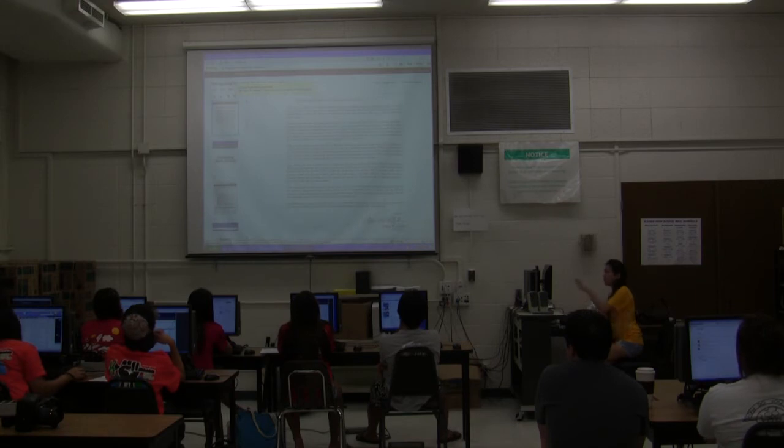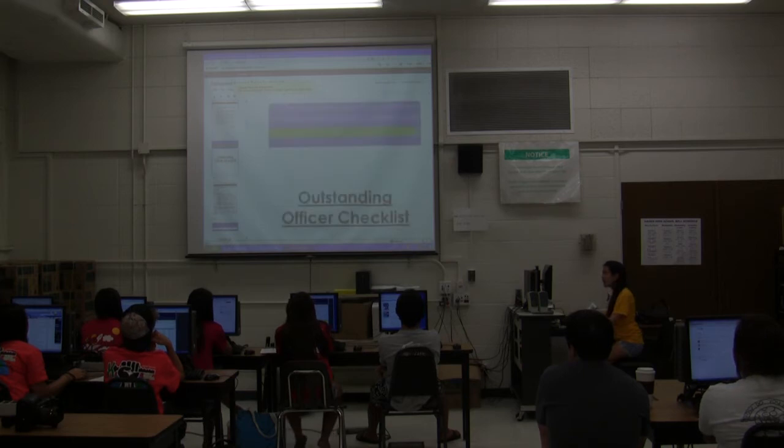So for this section, you're allowed to have up to 3 pages of letter. It says letter of recommendation, but they put 3 just to fill up those 3 pages. So I think that's okay. And then the next thing that you have to have is your outstanding officer checklist.